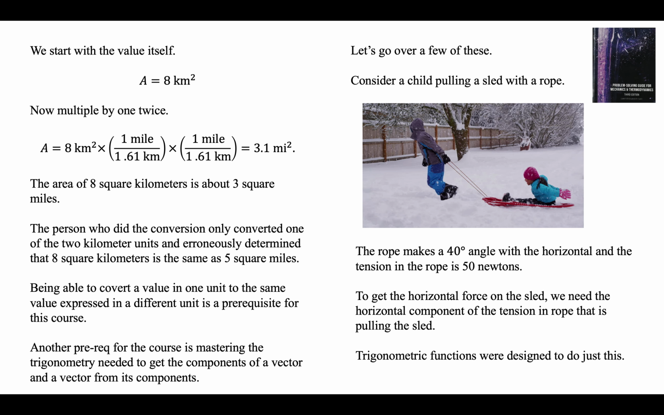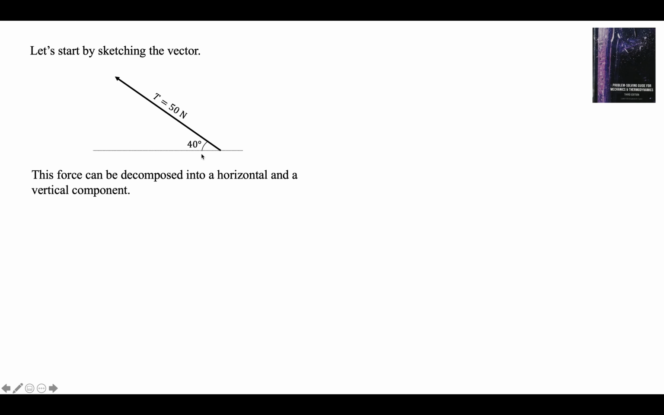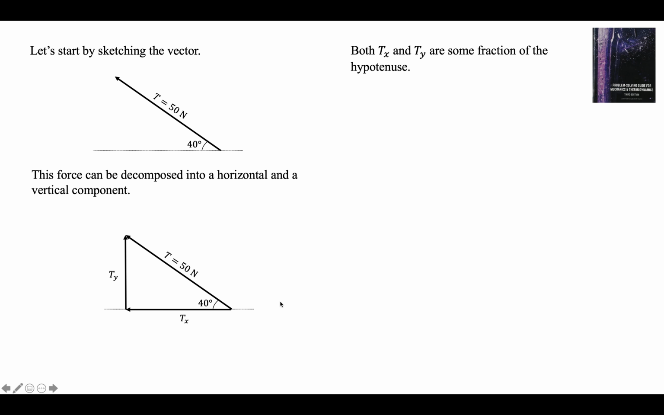And this is exactly what trigonometric functions were designed to do. So let's start by sketching the vector. There it is, 50 newtons, 40 degrees above the horizontal. We want to know the horizontal and the vertical component. This is the part that's pulling, this is lifting up. Both t sub x and t sub y, the x and the y components of the vector, are some fraction of the hypotenuse. And these fractions are the trigonometric functions, cosine and sine, respectively.